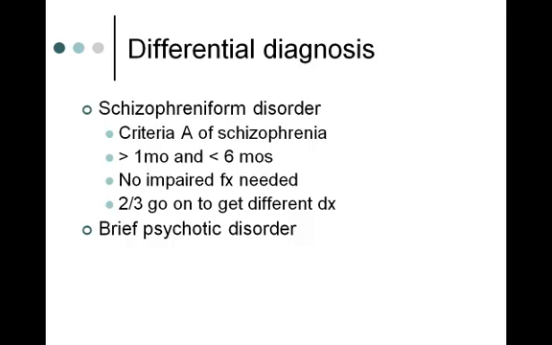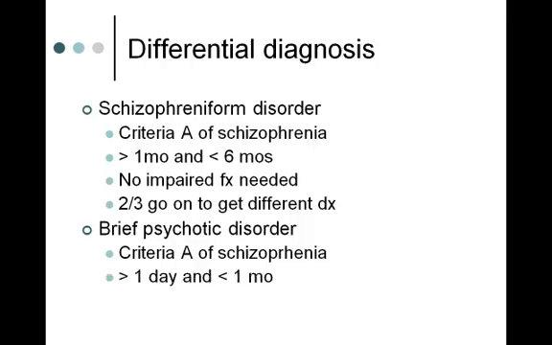Brief psychotic disorder is obviously just briefer than that. So again, criterion A of schizophrenia, more than a day, but less than a month. And this one, it's rare not to go on and get some different diagnosis. It might be schizophrenia, it might be schizoaffective, might be bipolar disorder. So somebody that comes in, they're manic, and they've never had a depressive episode before. It's the first time they're manic. They may get misdiagnosed. People may think, oh, they're psychotic. It really is just some psychotic symptoms in the course of a mood disorder, and they'll figure that out later, and the diagnosis will change.